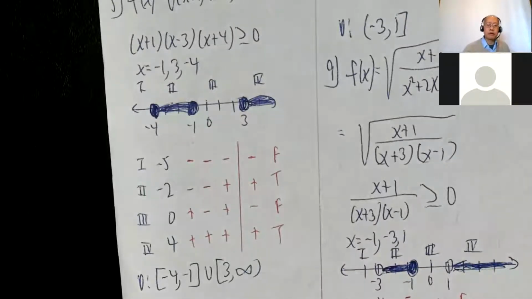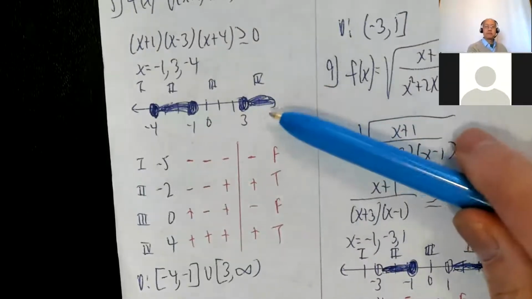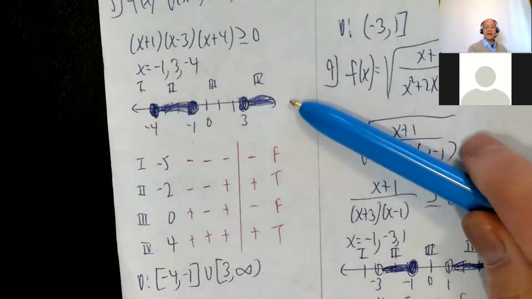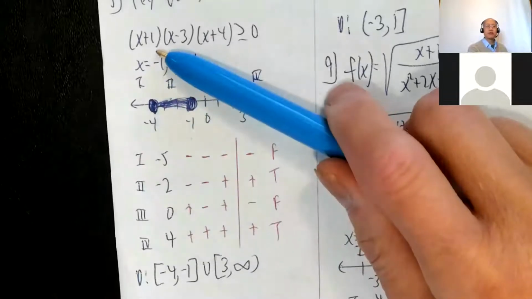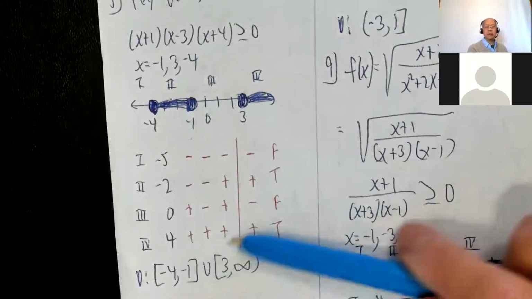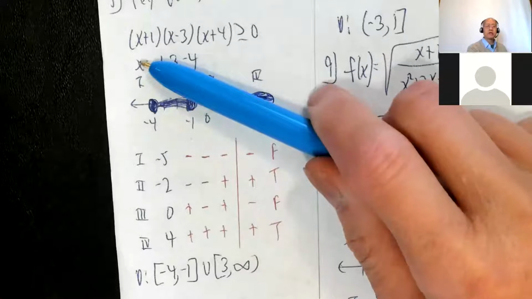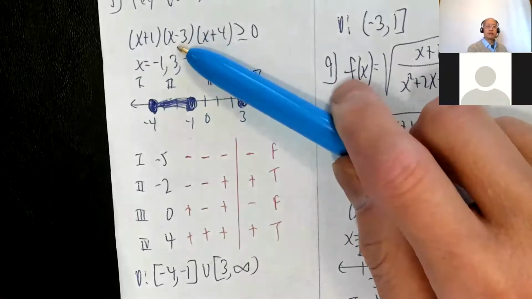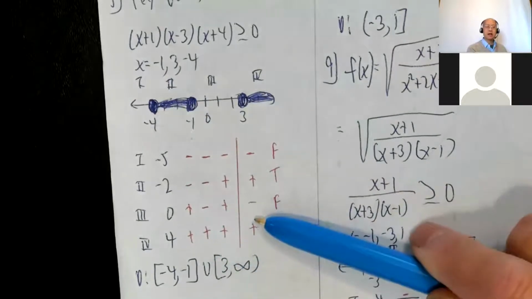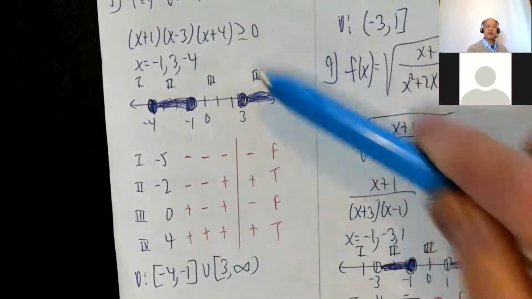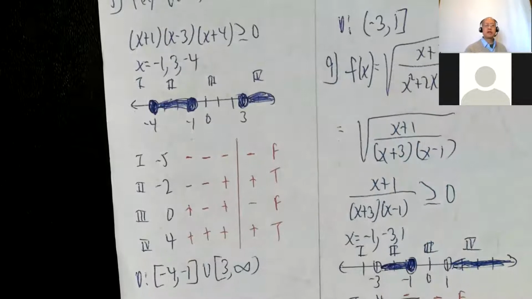And finally, region 4. You can put 5. You can put 80. You can put 1,000,000. But I'll pick 4. 4 plus 1. Oh, it looks like they're all positive. Let's check. 4 plus 1, positive. 4 minus 3, positive. 4 plus 4, positive. So positive times positive times positive, positive. Positive greater than or equal to 0, that's true. Shade in region 4.